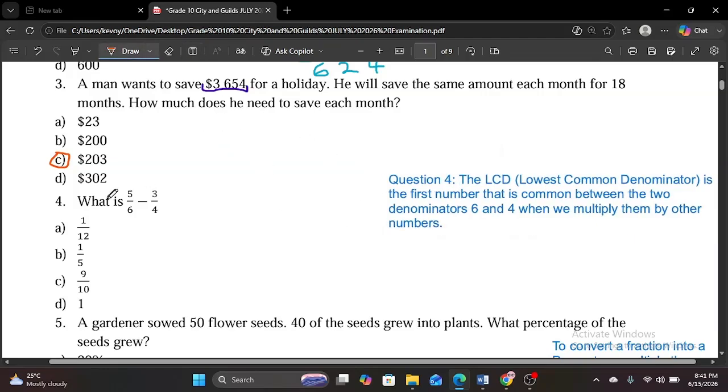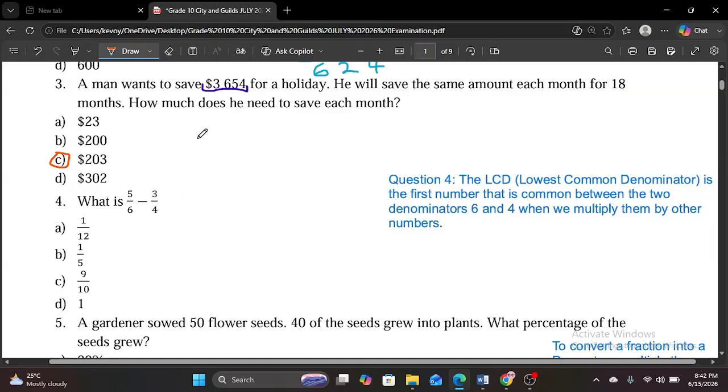All right, so what is 5 over 6 minus 3 over 4? So the lowest common denominator is the first number that is common between the two denominators. So in this case right here, it'll be 6 and 4 when we multiply them by other numbers. So what's the first number that's common between 6 and 4 when we multiply 6 and 4 by other numbers?